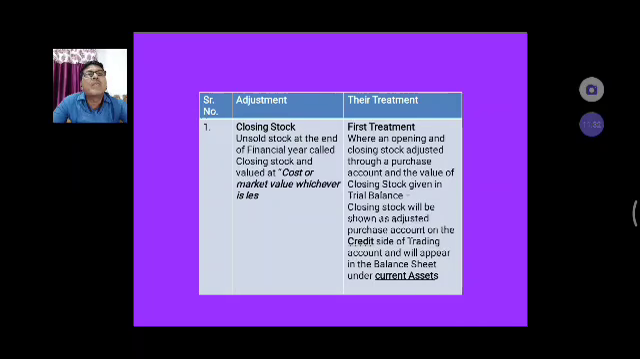Now what is the treatment? First treatment: where opening and closing stock are adjusted through the purchase account and the value of closing stock is given in the trial balance, then closing stock will be shown on the credit side of the trading account and will appear in the balance sheet under current assets.